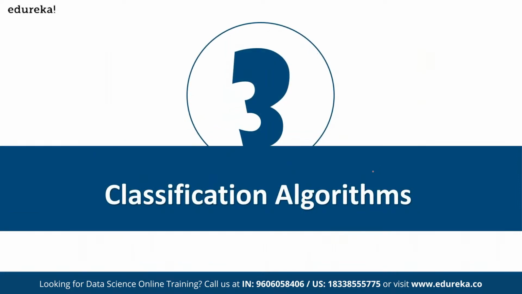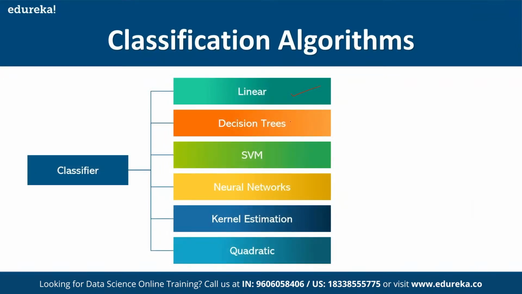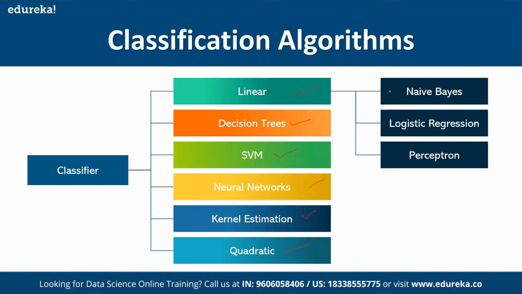Now, which are the classification algorithms? So now you know which kind of problem you are going to face today. You're trying to solve a classification problem. So first you need to know what are the tools or algorithms available in order to solve classification problems. They are linear, decision trees, support vector machines, neural networks, kernel estimation, and quadratic. In linear, again, you have naive Bayes, logistic, and perceptrons. How many of you are understanding? These are different algorithms which I can choose in order to train the model to predict what input data belongs to which categories.